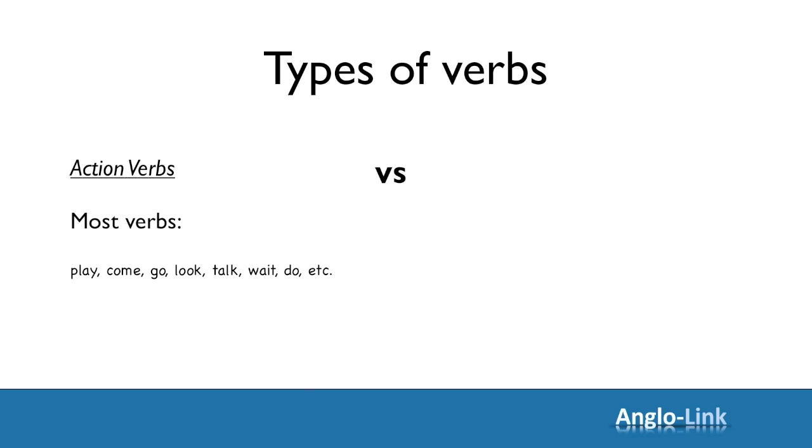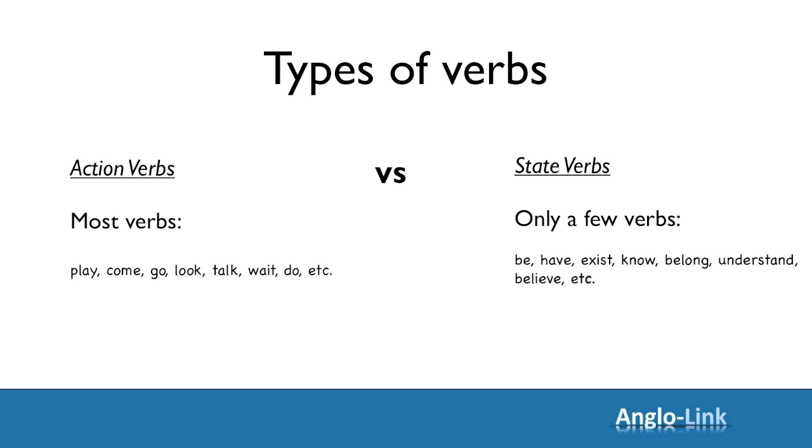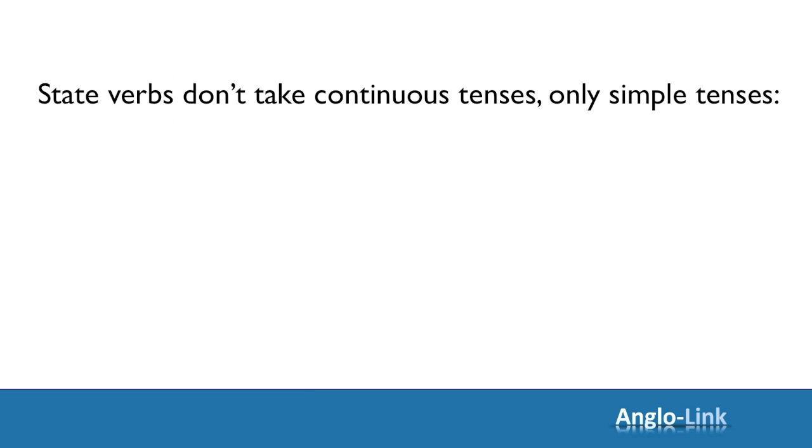By contrast, a state verb, and there are only a few of them, designates a mental state that you cannot really start and stop whenever you want. There is a sense of continuity in them, such as be, have, exist, know, etc. And because of this sense of continuity, they don't take continuous tenses. That's what you have to be careful with. When you're using your tenses, you've got to be careful not to put a state verb in the continuous form.